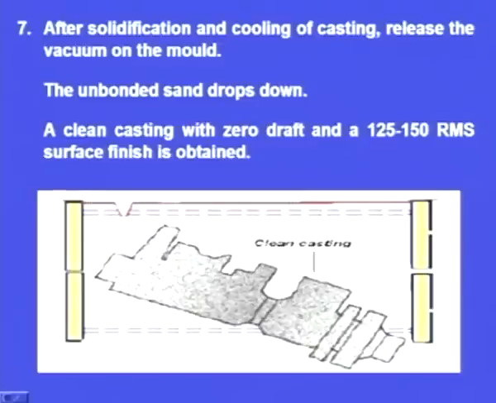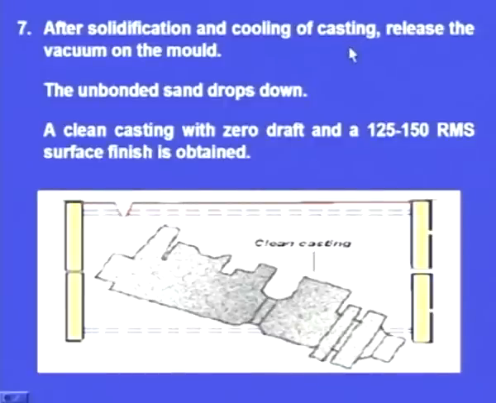What happens when we release the vacuum from the molding boxes? Until now the sand is held tightly, the sand is held rigidly because of the vacuum that we have applied. Now we have withdrawn the vacuum, the sand can no more be held together rigidly. Now it will be free sand, it will collapse, it will be falling down.